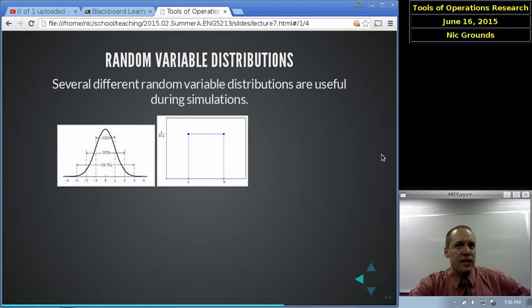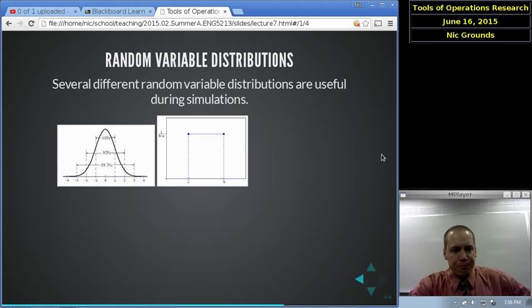Okay, it's impossible to be outside the range, that is, more than B or less than A. But within that range, every value is as likely as any other. Okay, so that's just a uniform distribution. Uniform in the sense that it's uniformly likely to get any value inside that range. Okay, so those are two basic distributions, the normal and the uniform.